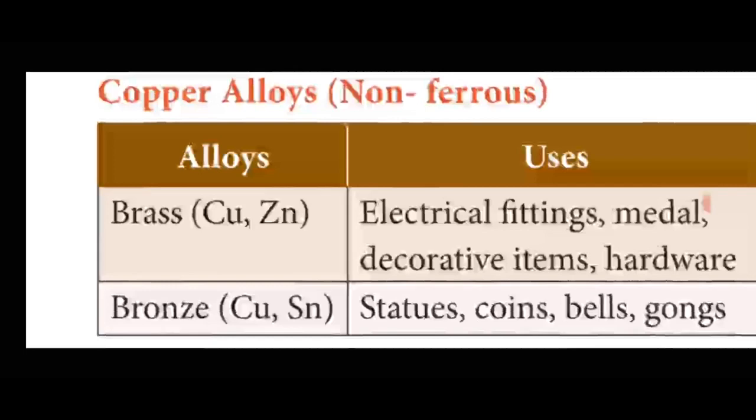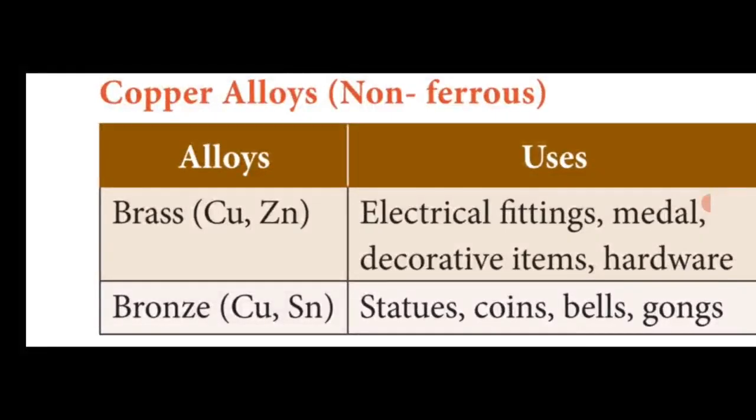The other copper alloy is bronze. Bronze is made up of two metals. What are the two metals? Copper and tin. Copper symbol Cu, tin symbol Sn. What are the uses of bronze? Statues, coins, bells, gongs. These are the uses of copper alloys. The copper alloys are one of the what alloys? Non-ferrous alloys. That means these alloys do not contain iron as a major component.